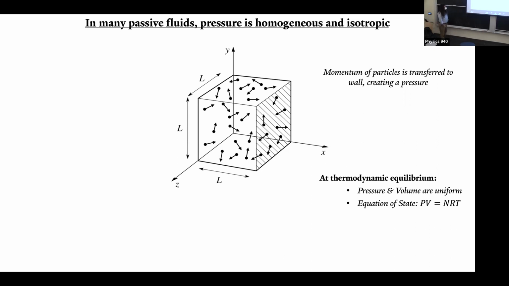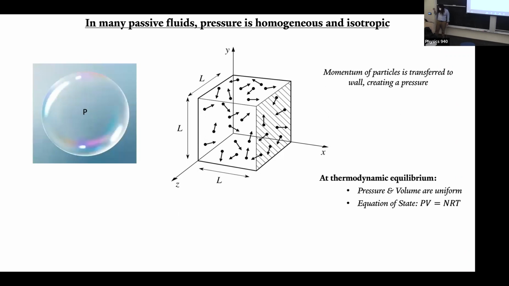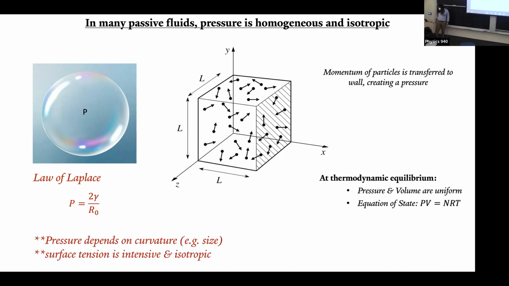So in equilibrium, for many passive fluids anyways, we know the pressure is homogeneous and isotropic. For example, for particles in a gas, we know that particles can bombard the wall and transfer their momentum, and that creates a pressure. And at equilibrium, we've got an equation of state, PV equals nRT. If that's happening in an extensible container, like a bubble, then we can also relate the pressure to the surface tension of that bubble. In this case, however, we know that the pressure is going to depend on the curvature of the system and on the surface tension.